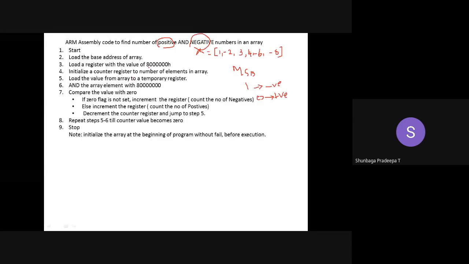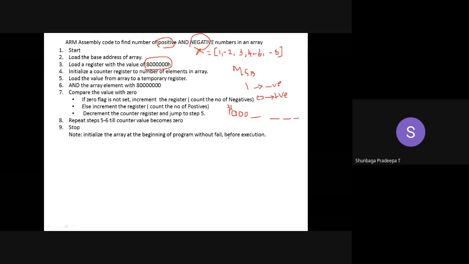Since we are dealing with a 32-bit register, we will take the value 800000 hex, which means you are making only the MSB bit high and all the other bits 0, in binary form. So this is your 31st bit.